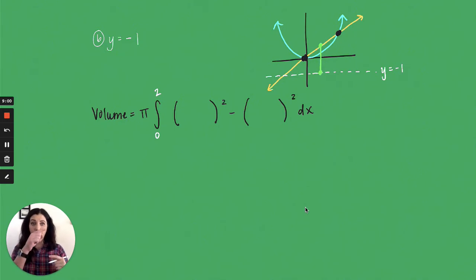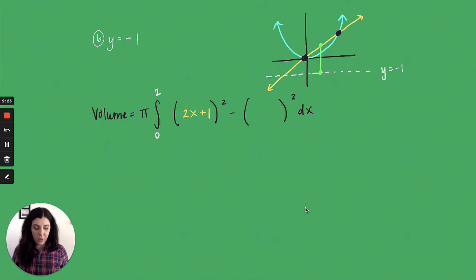I've made it longer. So 2x is just the distance from that yellow line to the x-axis, but I'm extending it by an additional 1. I'm making it even longer, meaning now my outer radius is going to be 2x plus 1. That's the entire distance of that outer radius.